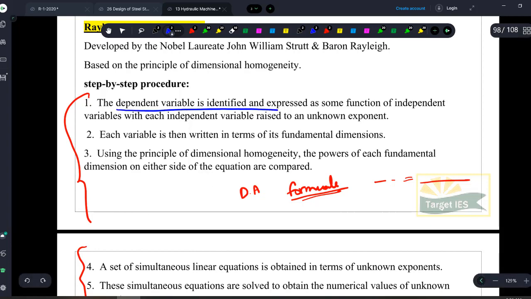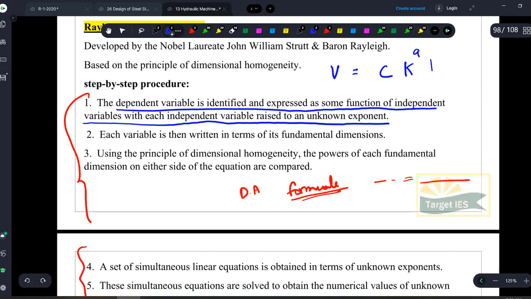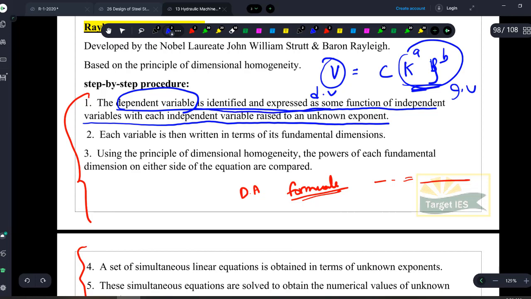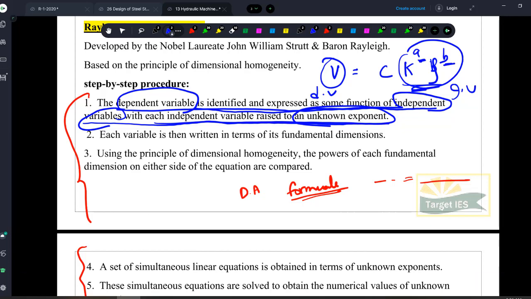A dependent variable is identified and expressed as some function of independent variables, with each independent variable raised to an unknown exponent. In the above example I have written v is C k to the power of a, rho to the power of b. So a dependent variable, velocity, is dependent on these two. So this is my dependent variable and these are my independent variables. I have raised them to a and b respectively. I hope it is very clear. This is the first step.